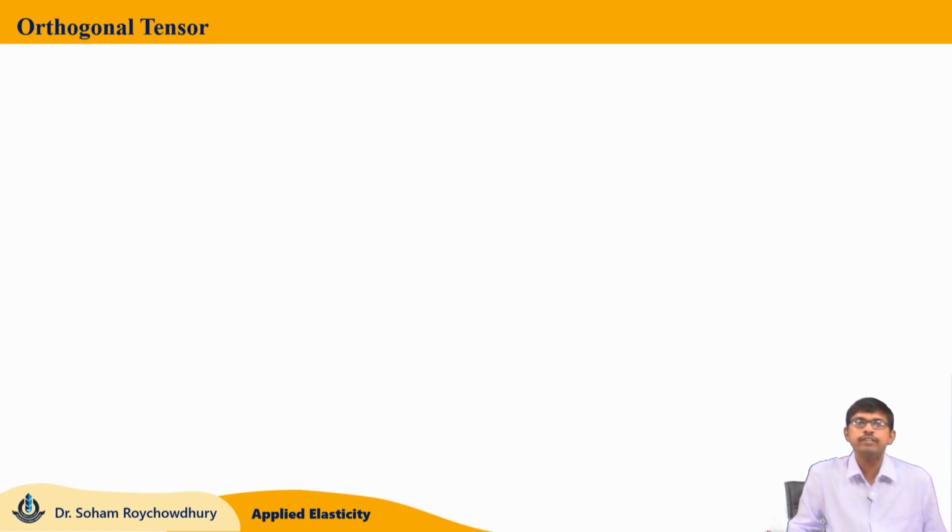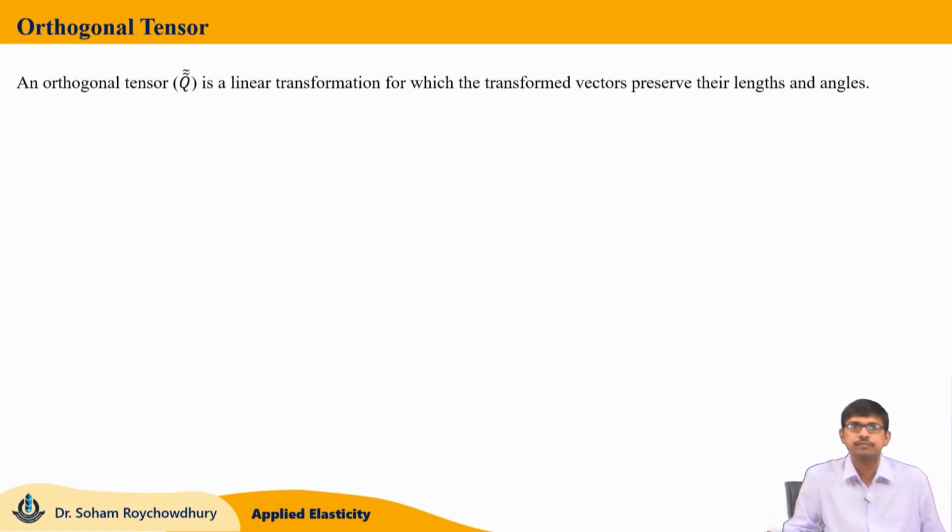Now, coming to the definition of an orthogonal tensor. An orthogonal tensor Q is defined as a linear transformation for which the transformed vectors preserve their length as well as the internal angle between them. Let us consider two vectors A and B.